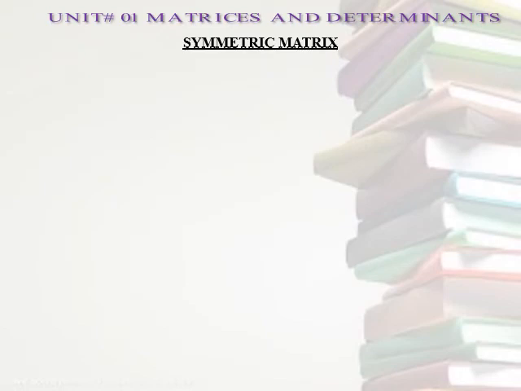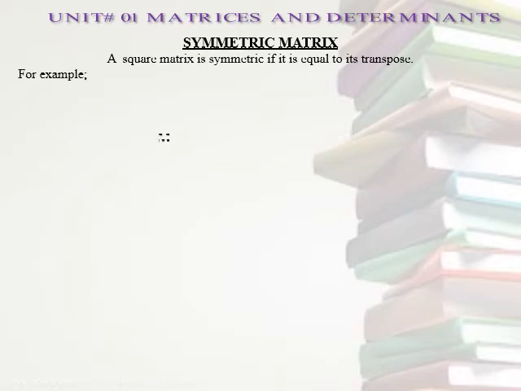Next topic is symmetric matrix. A square matrix is symmetric if it is equal to its transpose. As you know, a square matrix is a matrix in which the number of rows is equal to the number of columns. For example, this is matrix M of order 3 by 3, so it's a square matrix.